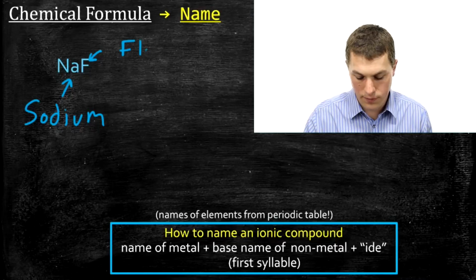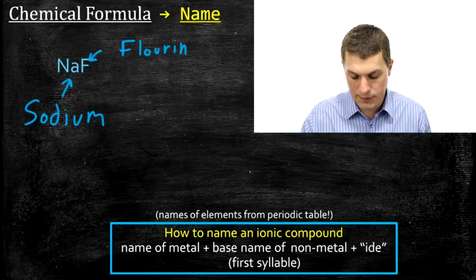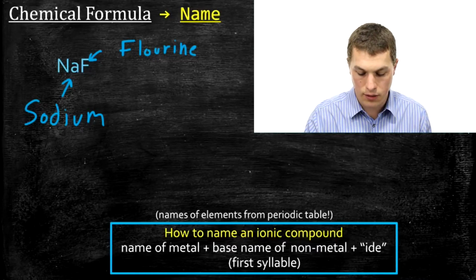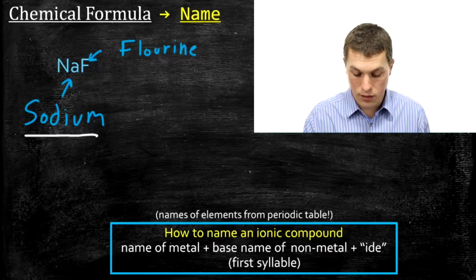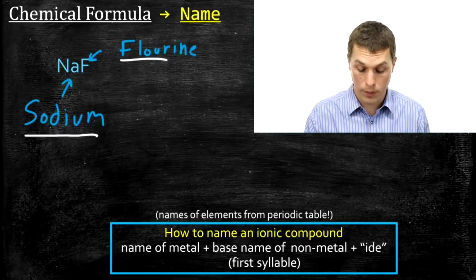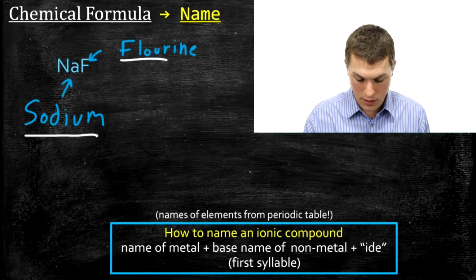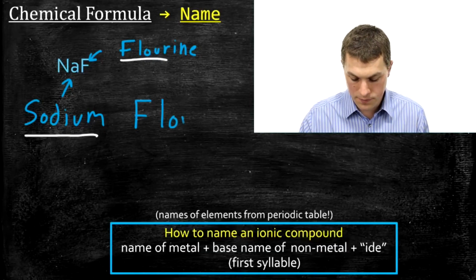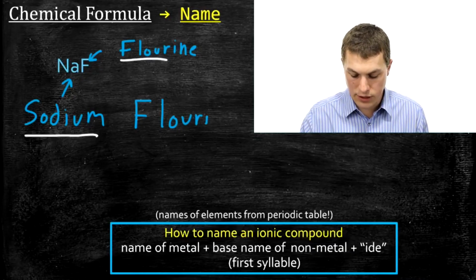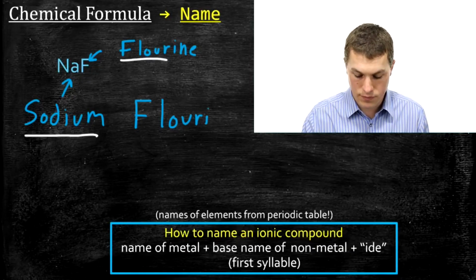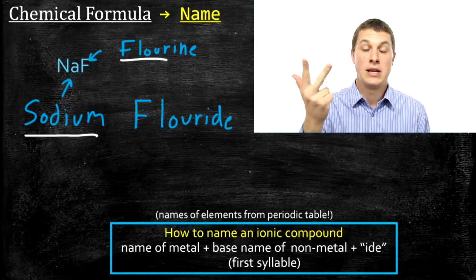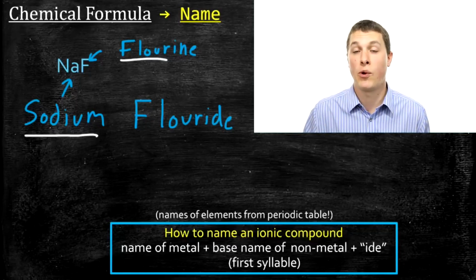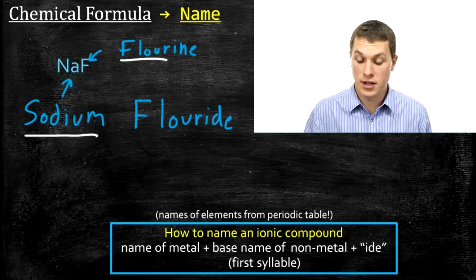So F is fluorine. We're just going to keep the base name of fluorine because that's the nonmetal. So for sodium, we've already written out the name of the metal there. And for the name of the nonmetal, we're just going to keep the fluor part of it. So I'm going to write fluor here, and I'm going to drop the ine. And the last thing that we do here is we add ide. So that's writing down first the name of the metal, then the base name of the nonmetal, and adding ide. That's what we have to go through each time when we want to go from a chemical formula to the name of that compound.